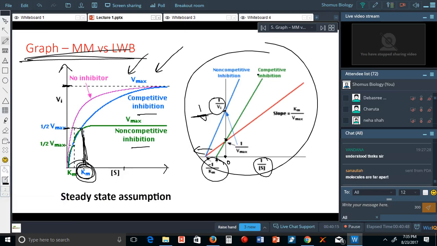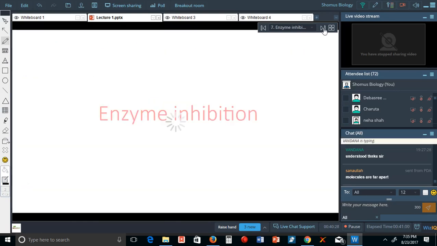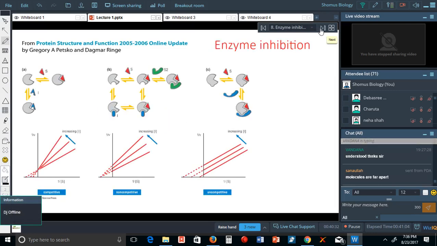So now, using this Lineweaver-Burk plot, it's a lot easier for us to understand all three types of enzyme inhibition, because as we start talking about the inhibitions, you will see why it is so important. So let's look at enzyme inhibition, and there are three types of enzyme inhibitions involved.